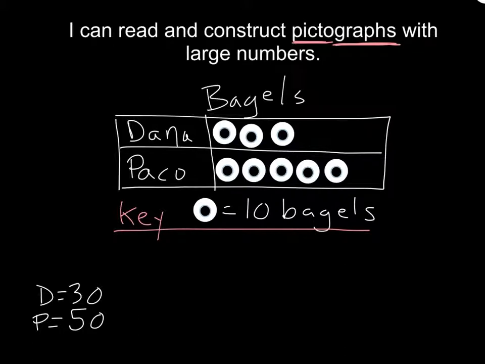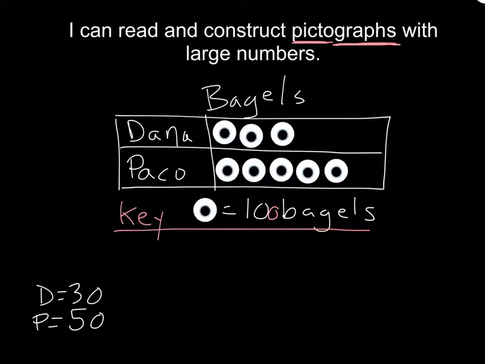Well, the easy way to do this would be to say, well, I'm going to change this key, and no longer am I going to have the symbol equal 10 bagels. I'm going to say it equals 100 bagels. So now each time I see this symbol, I'm going to count 100 bagels. So let's see here, 100, 200, 300. Yep, Dana has 300 bagels. And Paco has 100, 200, 300, 400, 500 bagels. They must be buying for a huge crowd.